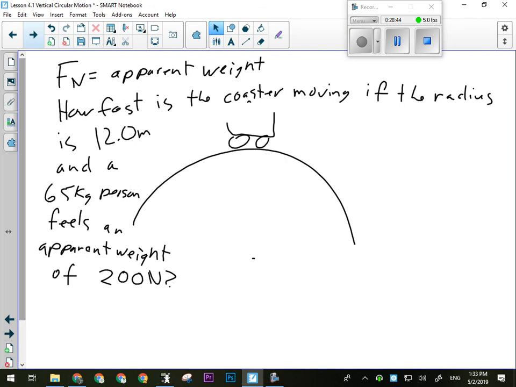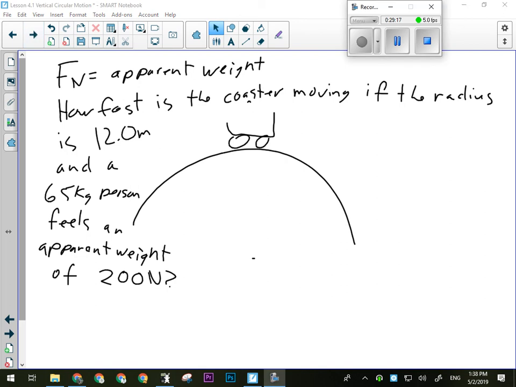How fast is this roller coaster moving if the radius is 12 meters and a 65 kilogram person feels an apparent weight, which is normal force, of 200 newtons? So now we're going over the top of the vertical circle. This person only feels like they weigh 200 newtons. They actually weigh quite a bit more than that. We want to figure out how fast the roller coaster is going. I'm going to give you a couple minutes, see if you can solve that, then we'll walk through.